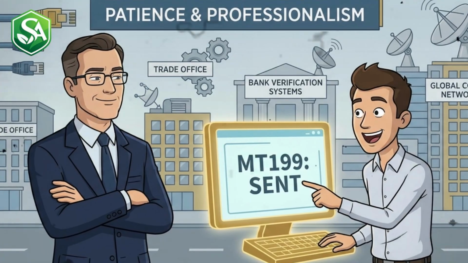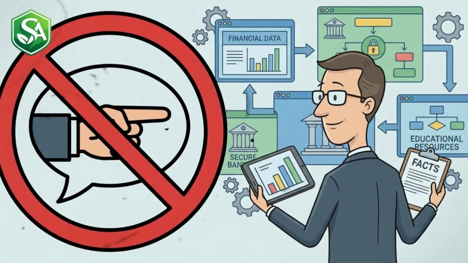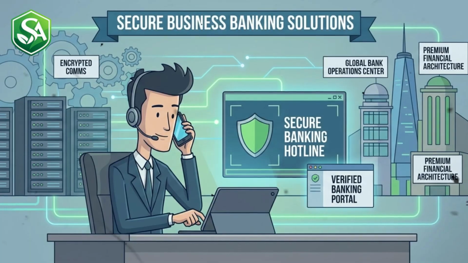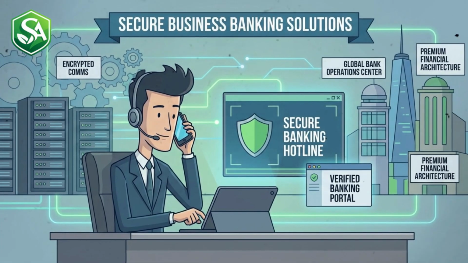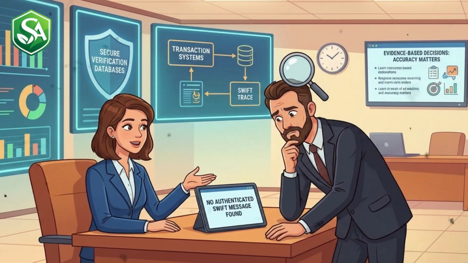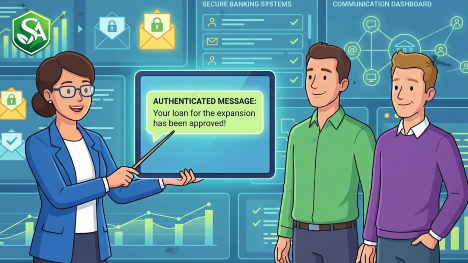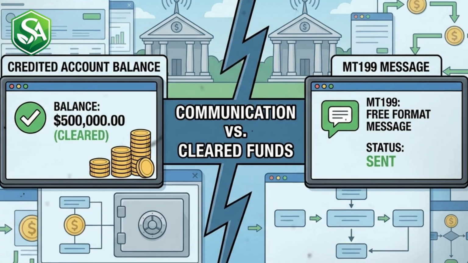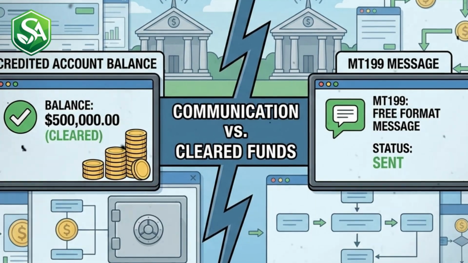Now, let's talk about what a professional business owner should do. If someone claims an MT199 was sent, do not argue. Do not accuse. Do not panic. Simply contact your bank through official channels and ask whether any authenticated SWIFT message was received. If your bank says no, treat the claim as unverified. If your bank says yes, ask what the message actually states. And even if the message exists, do not treat it as cleared funds unless your account is credited.